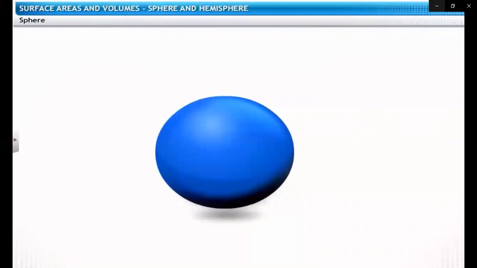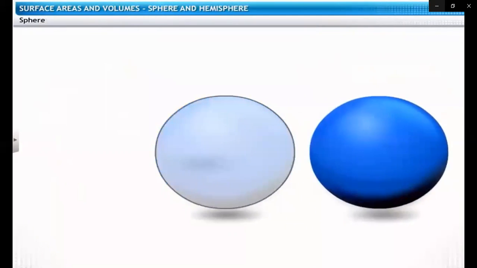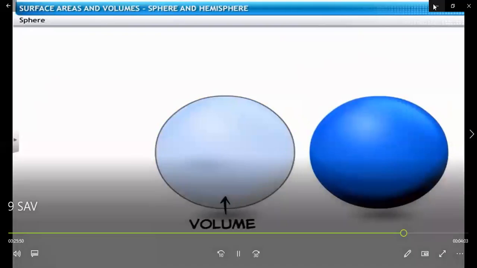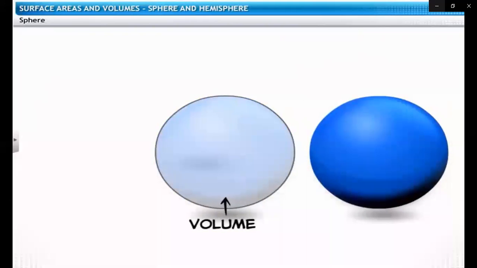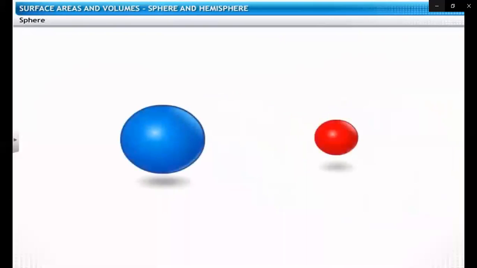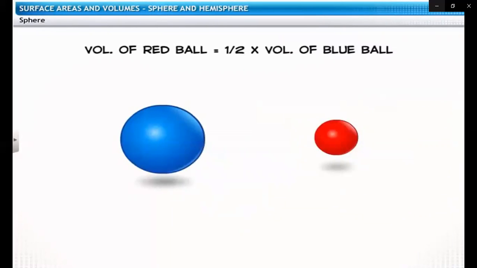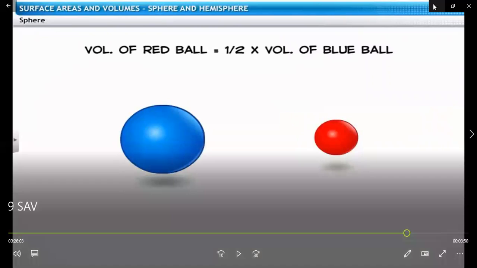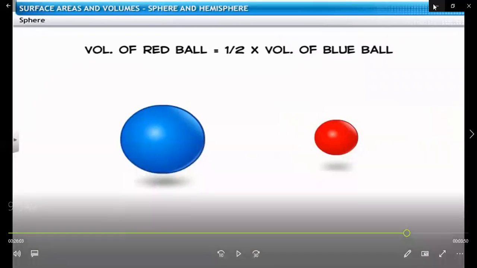Next we'll learn about the volume of a sphere. What do we mean by the volume of a sphere? It means the space occupied by the sphere. The space occupied is basically the volume of the sphere. In order to understand the concept of volume better, let us take an example with two different balls. See the two balls. We are considering that the volume of the red ball is half of the volume of the blue ball.